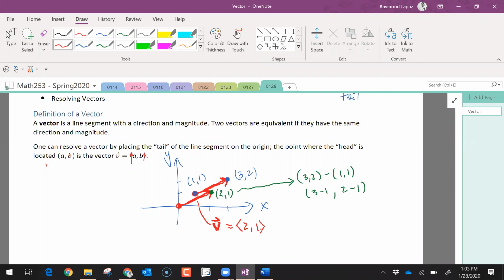By the way, this vector, whose tail is at the origin, this is a vector. Vector V is in what we call standard position.